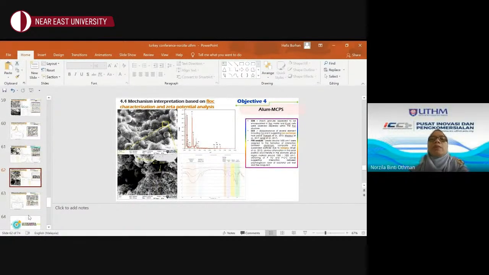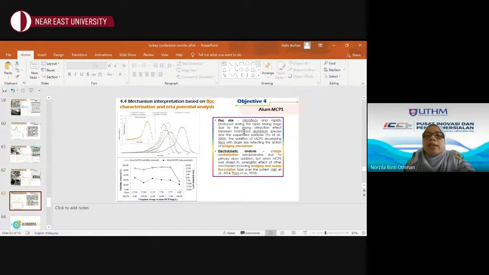Now we go for alum and MCPS. SEM shows that the starch granule appeared to be encapsulated. For the EDX, it shows that ion exchange took place. In terms of floc size, microflocs are rapidly produced during the rapid mixing stage due to the strong attraction between the hydrolyzed aluminium. On electrokinetic analysis, it shows that charge neutralization is predominant due to the preliminary alum additions.